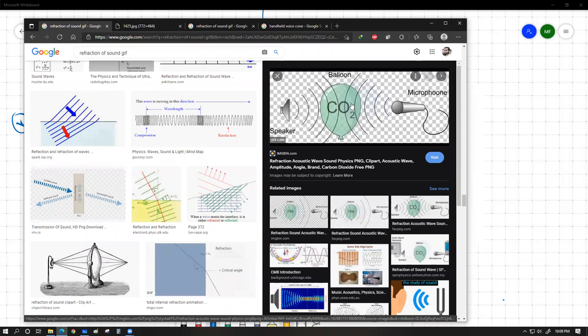Now, if we don't use a balloon, we're going to have a certain loudness. But whenever we place the carbon dioxide balloon over here, that loudness is going to increase. The reason is very simple. The shape of this carbon dioxide balloon is sort of like a convex lens. And the density of this medium is more than the air.